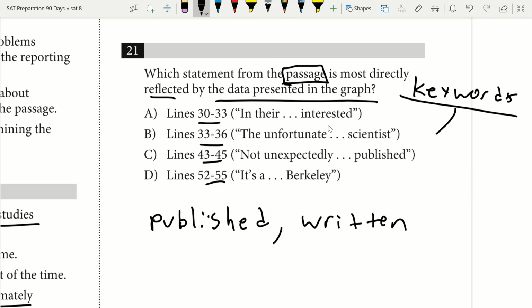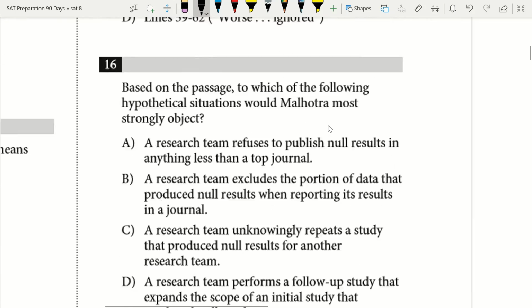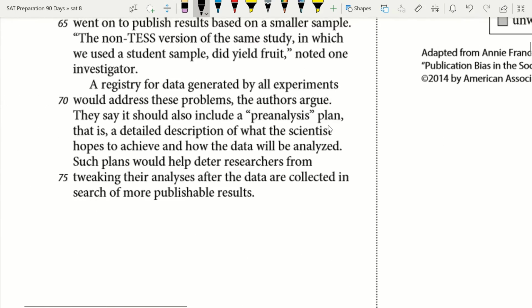In that case, what I do is I use these keywords. In this case, they come from the graph, and they're going to be published and written, since those are what the graph is showing. It's showing the likelihoods to be published and likelihoods to be written. So I look at which one has my keywords, and I see that that's going to be C. So that's where I'm going to start. I'm going to take a look at lines 43 to 45 and see if my graph supports it.